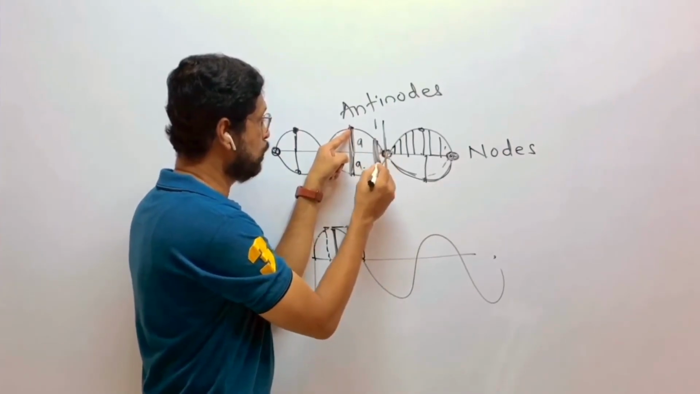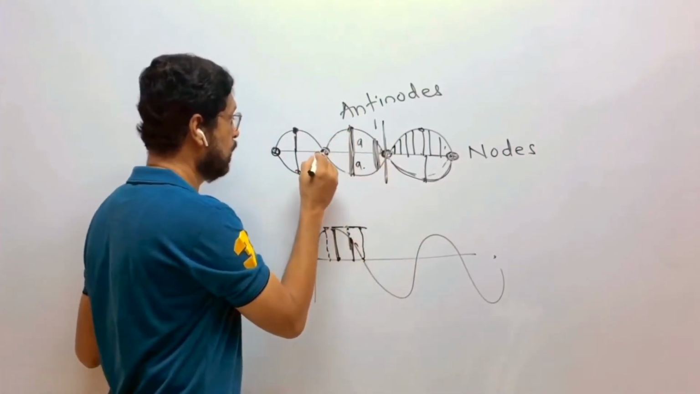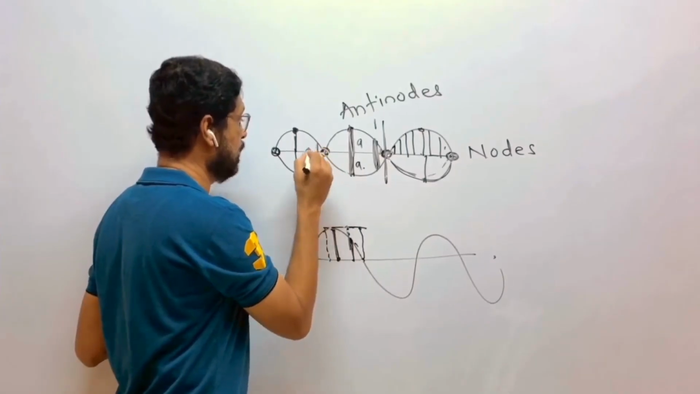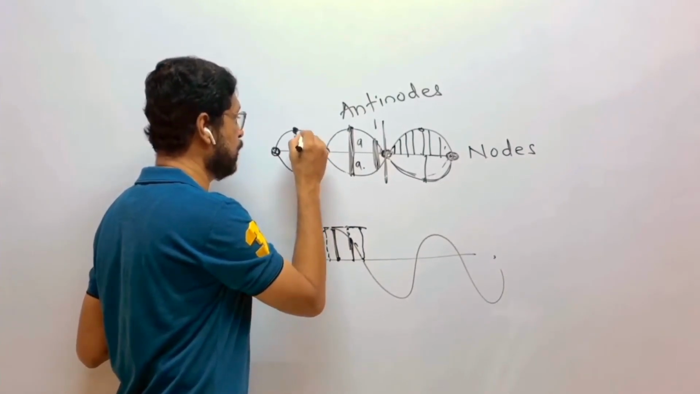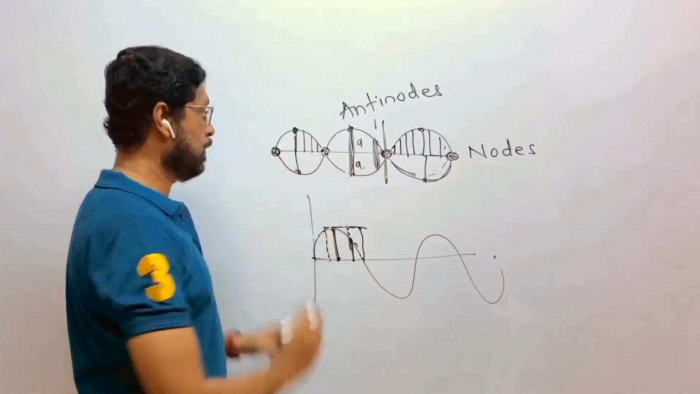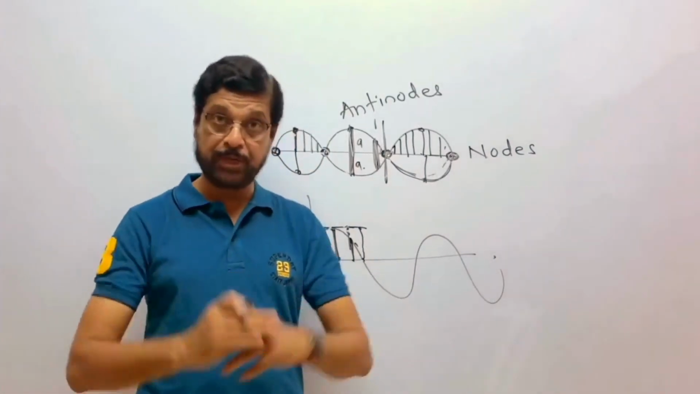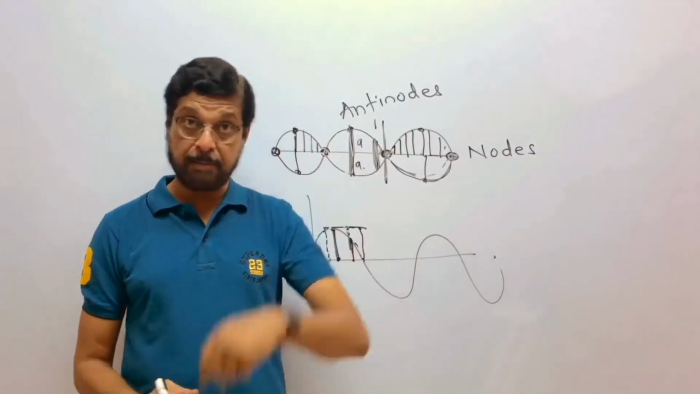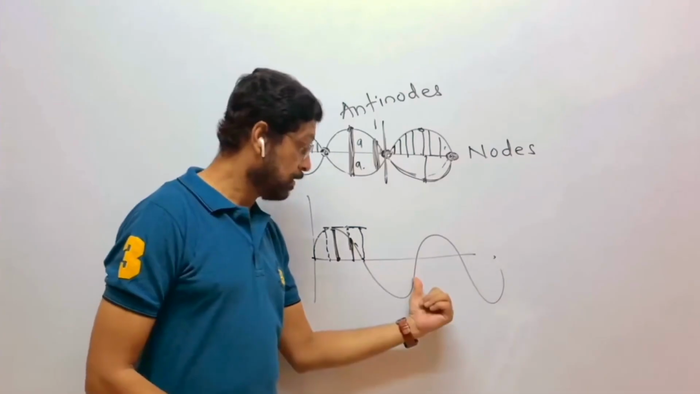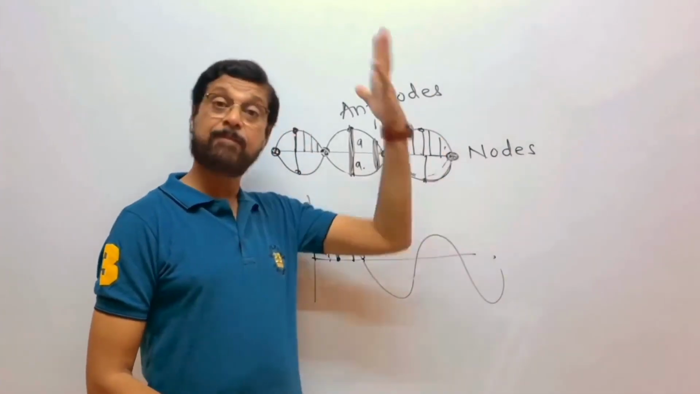इसका amplitude इतना है. ये zero amplitude, इस particle का amplitude इतना है. अगले पार्टिकल का एम्पलीट्यूड उससे ज्यादा है. नेक्स्ट पार्टिकल का एम्पलीट्यूड उससे ज्यादा है. And antinode is having maximum amplitude. So different particles are having different amplitude. Second big difference between simple harmonic progressive wave and stationary wave.